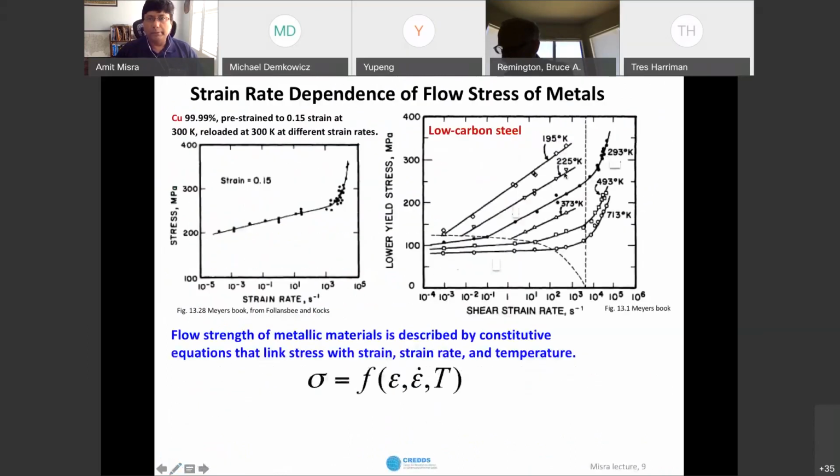Like here, this is a low carbon steel. If you measure at low temperature, then you see a stronger dependence than if you measure at higher temperature. And at higher strain rate, you might see a higher dependence. So it all depends on where we are, and the M value is not a constant. I think that's an important thing to understand. For a given material, it's not a constant.